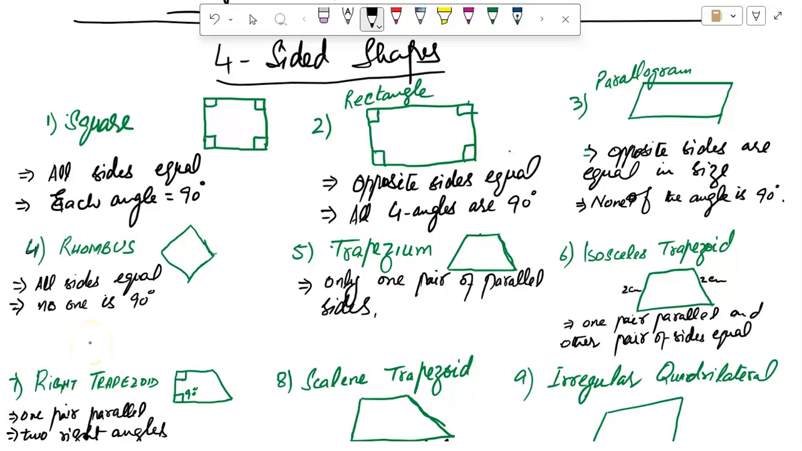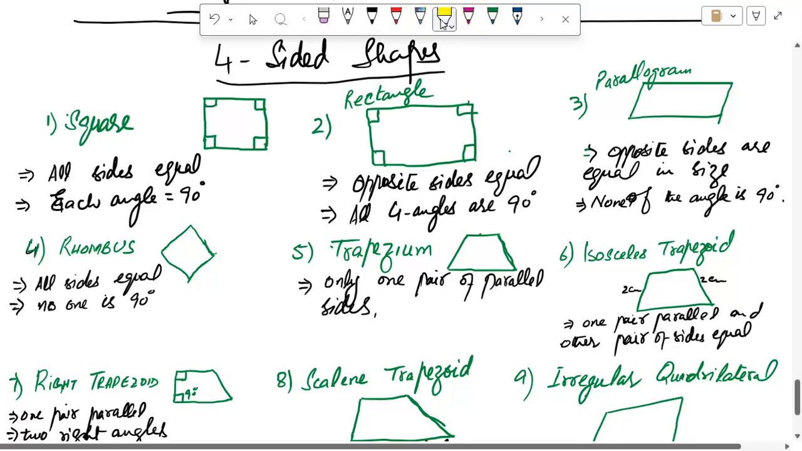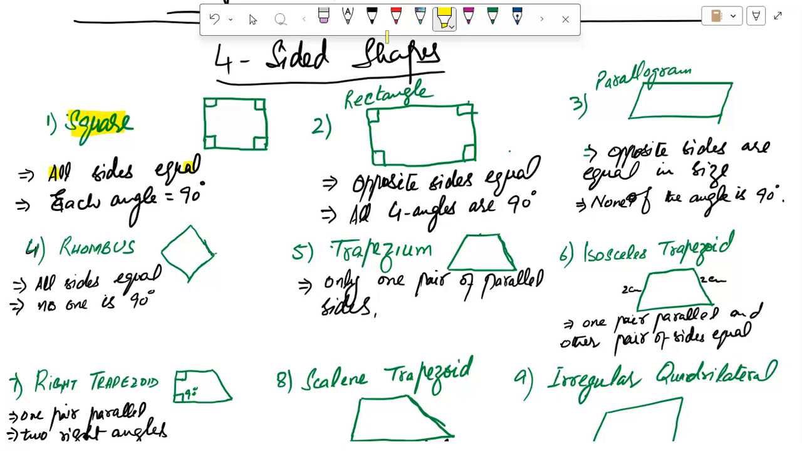Okay, so today's topic is about the four-sided shapes. Four-sided shapes are basically called quadrilaterals, right? There are different types of these four-sided shapes. The first one, which is very famous, is the square. Here's a brief description: in a square, all sides are equal, and each inside angle is 90 degrees, right?